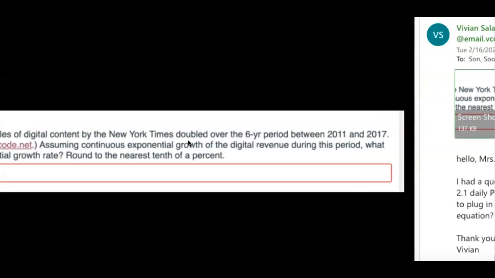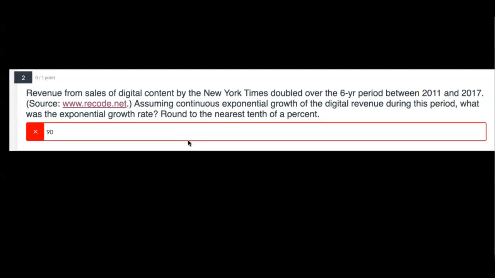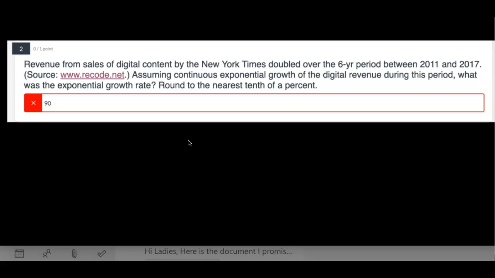All right, let's look at this problem. I knew when I saw this, I wanted to go over this with everybody. It says revenue from sales of digital content by the New York Times doubled over a 6-year period, between 2011 and 2017. Assuming continuous exponential growth of the digital revenue during this period, what was the exponential growth rate? Round to the nearest tenth of a percent.